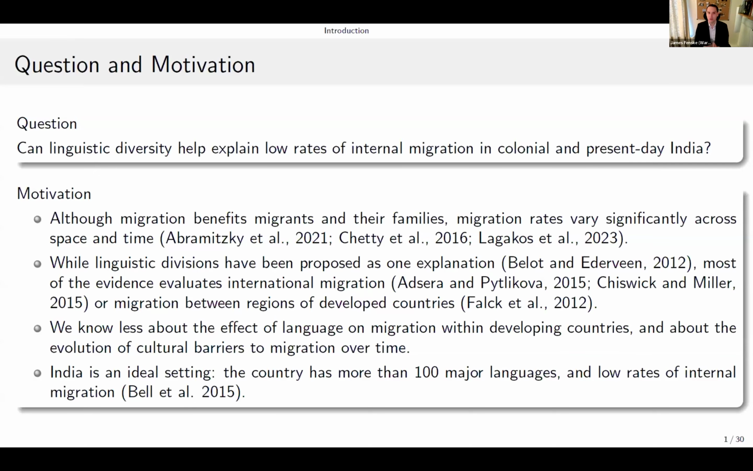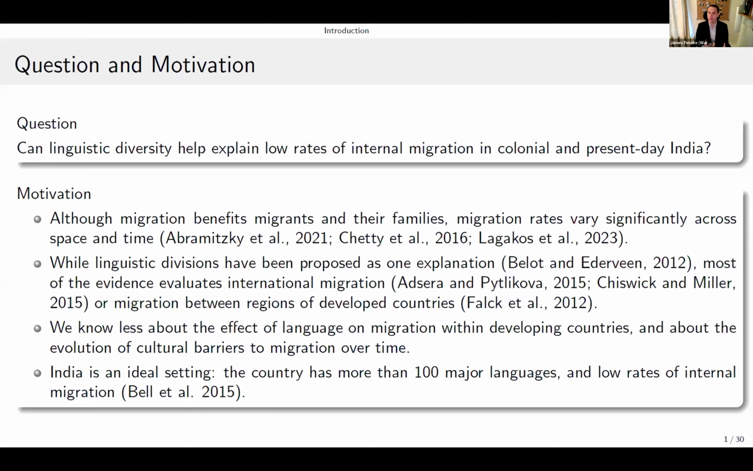So why should you care? Well, we know that migration is extremely profitable, at least for the migrants, most of the time, in that often you can raise your wage considerably by moving to another country or to another part of the same country where wages are higher. But migration rates differ quite a bit across time and space, and in many cases are lower than you would expect them to be, given the economic benefits to the migrants.